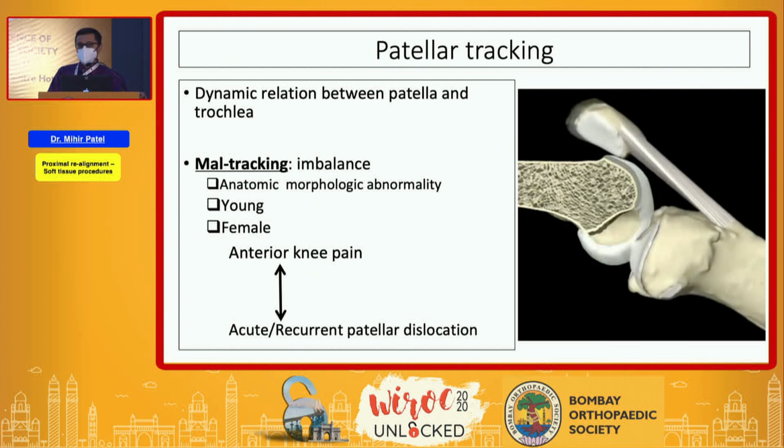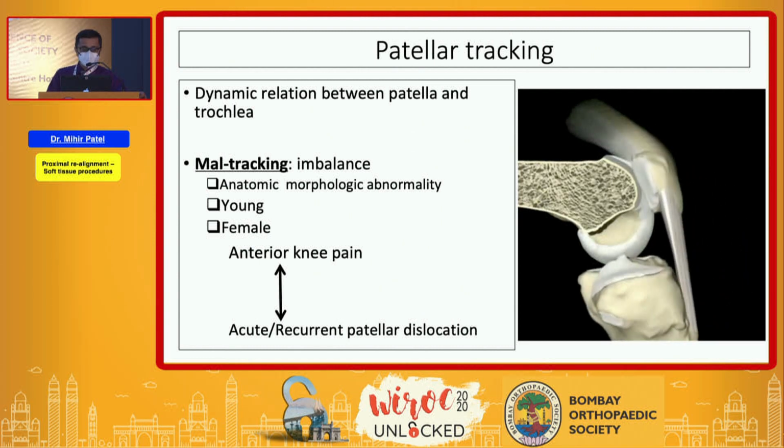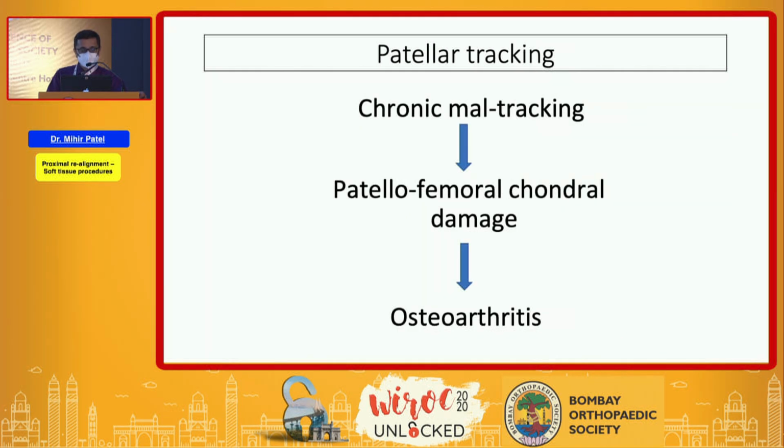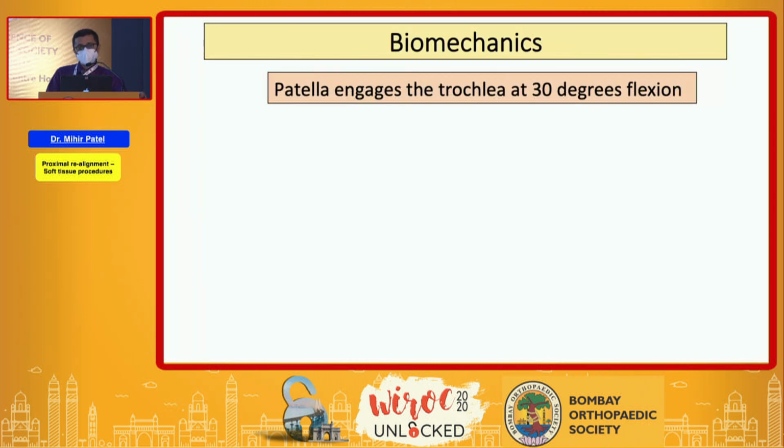The symptom complex starts from anterior knee pain, and at the other end of the spectrum, we have acute or recurrent patellar dislocation. So what happens? If there is chronic maltracking, there is patellofemoral condyle damage and finally it leads to osteoarthritis. In biomechanics, the most important thing to understand is that the patella engages the trochlea only at 30 degrees of flexion.